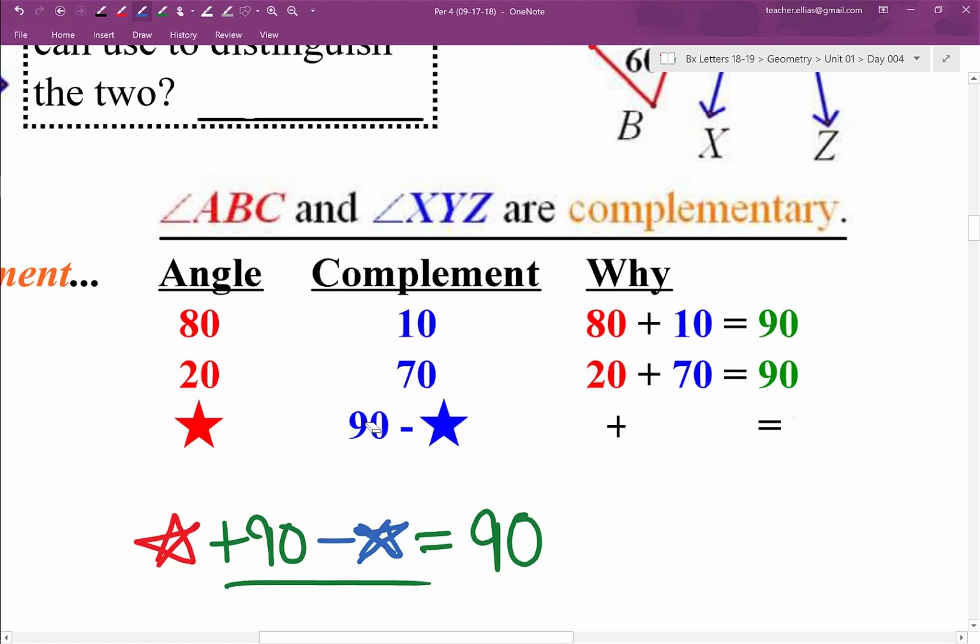Don't sweat it. If this doesn't make sense to you, don't sweat it. It's not the biggest of deals. But since we got it up there, why are those angles complementary? When you add them. If you have star and you add on the other angle, what happens to the star and negative star? They cancel out. And what are you left with? 90. That's why those are complementary.